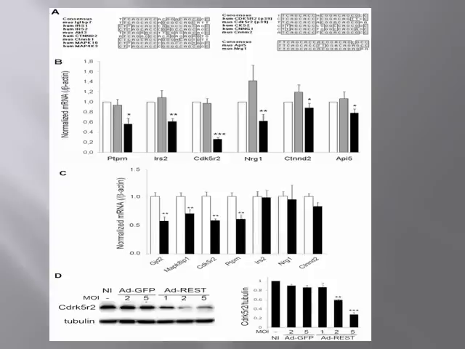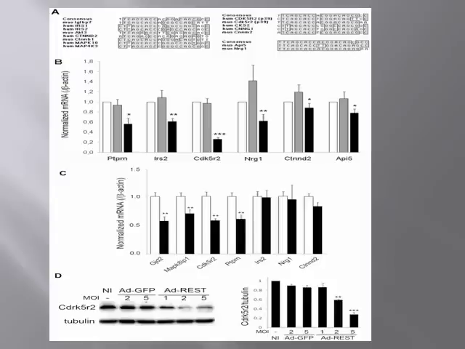You can see in figure A that the RE1-containing genes were identified using a national database. The genes identified had anti-apoptotic properties and a conserved RE1 sequence. In figure B, they used quantitative polymerase chain reaction of RNA in INS1E cells.